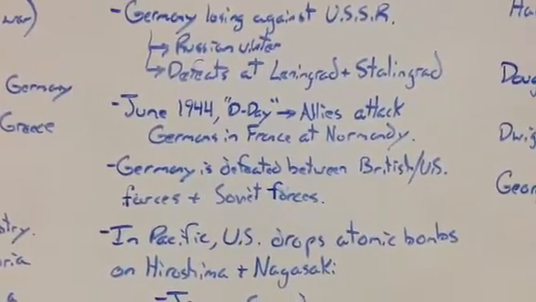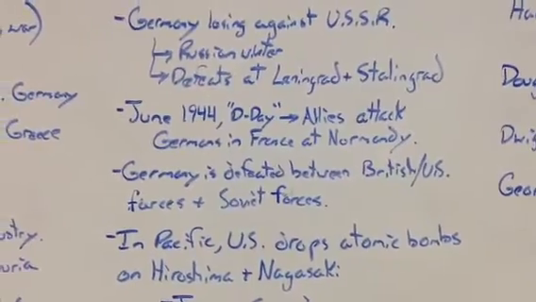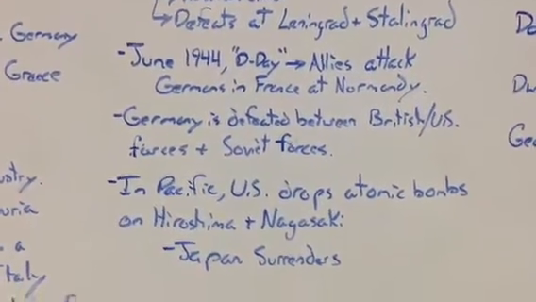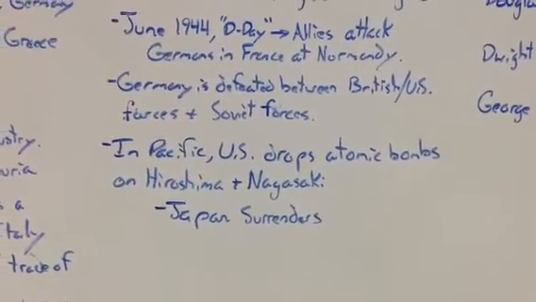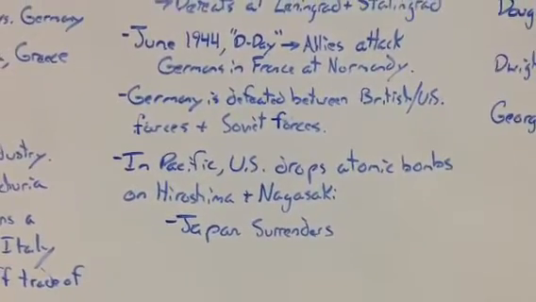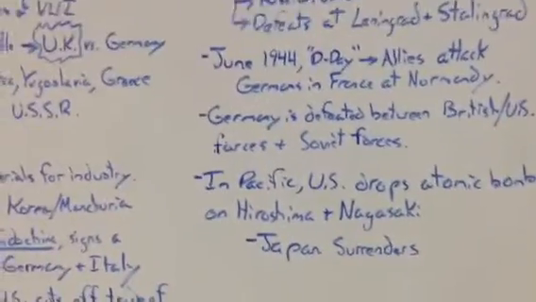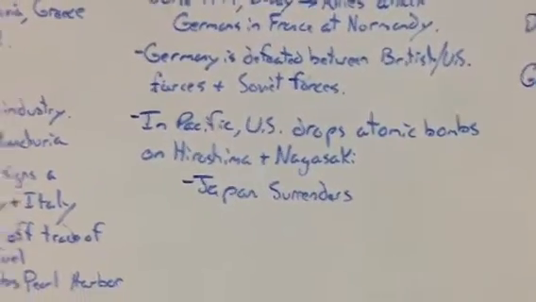And ultimately, Germany is defeated between the British and U.S. forces pushing towards them from France and the Soviet forces pushing through Eastern Europe. Meanwhile, over in the Pacific, that war ends when the U.S. drops atomic bombs on the Japanese cities of Hiroshima and Nagasaki, and Japan ultimately surrenders, ending World War II.